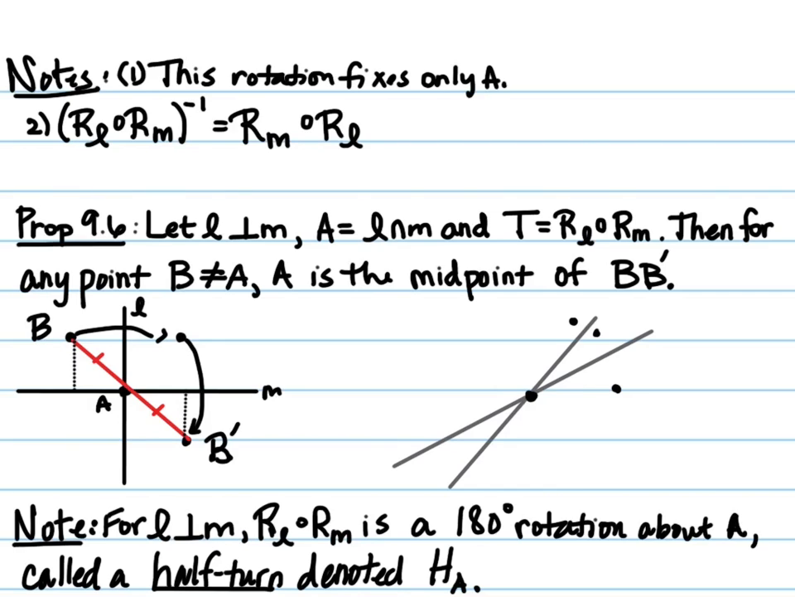Okay. One more notation bit regarding our half turns. We write the image of P under this half turn, H sub A, as P sub A.